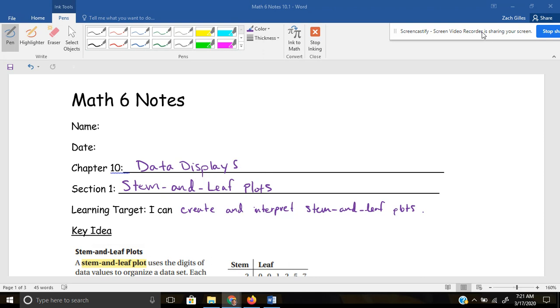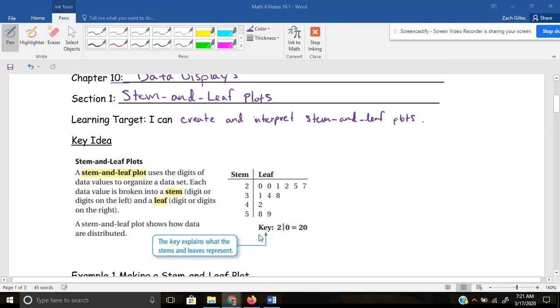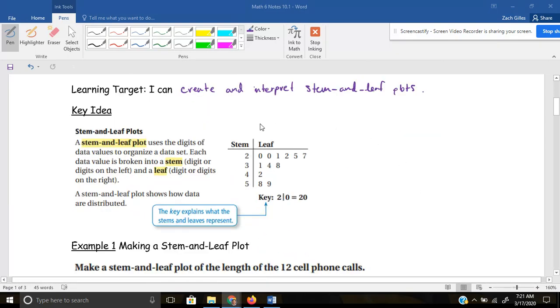So today we're going to talk about data displays and stem and leaf plots. Our learning target is: I can create and interpret stem and leaf plots. In chapter 10 for data displays, we're going to talk about a lot of different ways to display data, and there are different reasons for the different types of displays that we create.